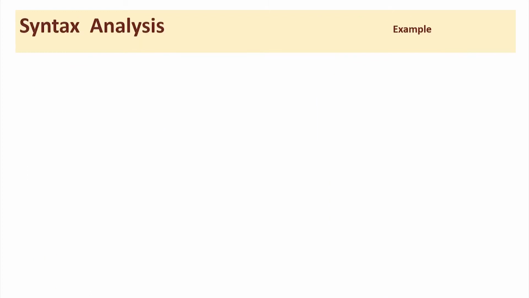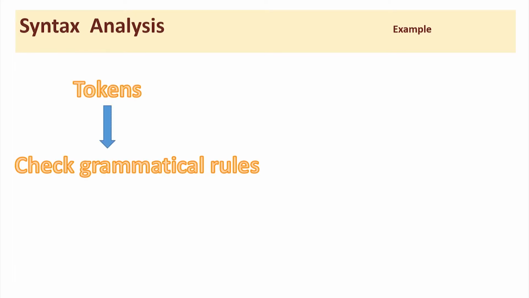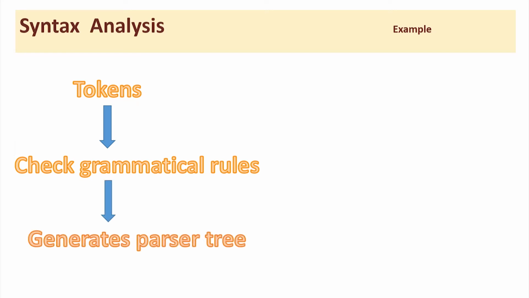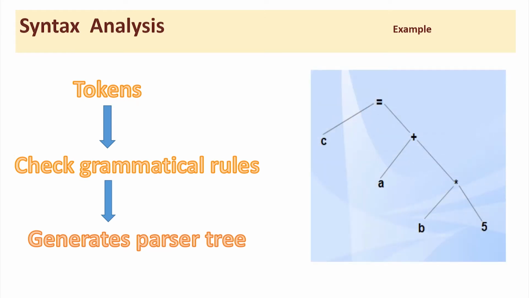Next is syntax analysis. The syntax analysis phase covers parsing. The syntax analyzer analyzes the token stream against the grammatical rules of a language and detects errors, if any, in the code. Its output is in the form of a parse tree. A parse tree describes the syntactic structure of the input. For the previously given example, the parse tree will look like this.